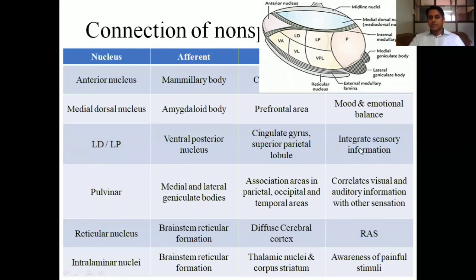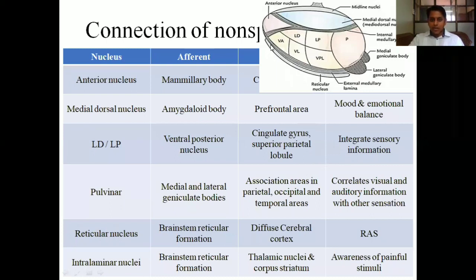Okay. The function of this is it integrates the sensory informations. Likewise, the pulvinar nucleus is concerned with the relay center for association areas of the visual and the auditory pathway. So those tracts relay in the medial geniculate and the lateral geniculate. So the afferent to this pulvinar should come from medial and lateral geniculate, and from here it goes into the association area of the cerebrum. So you know, the association area of the visual cortex and the auditory cortex.